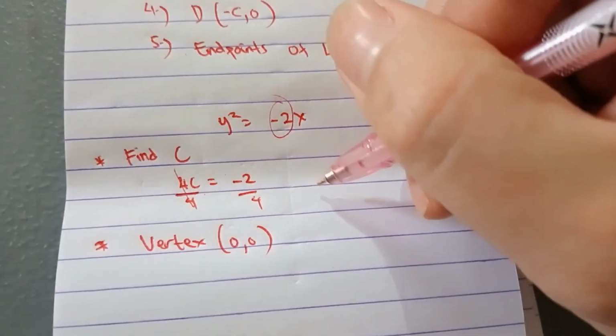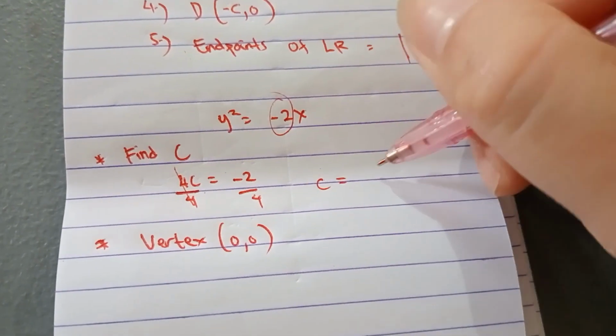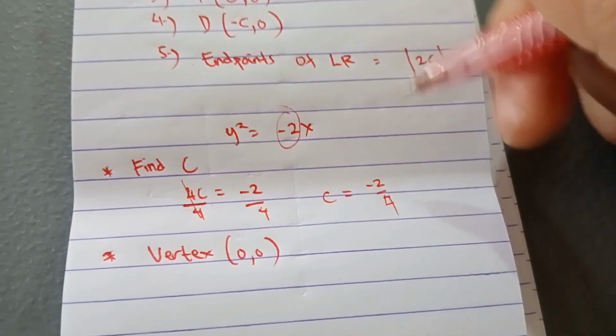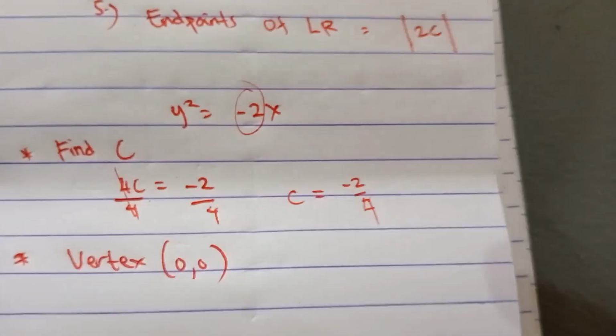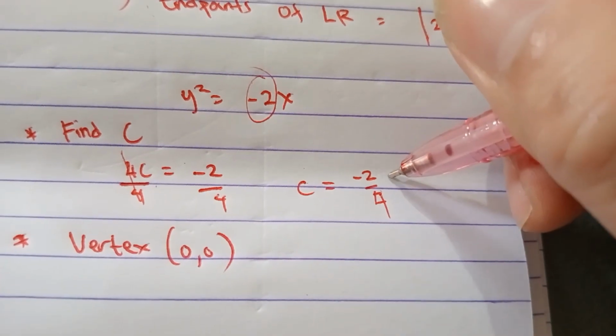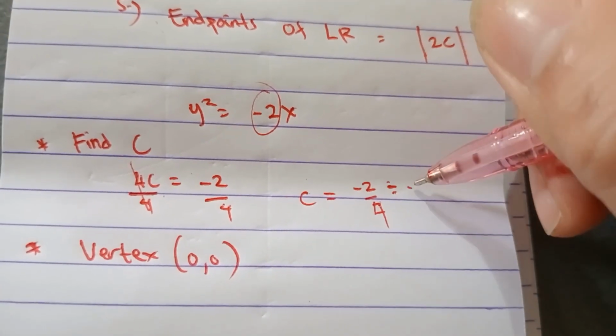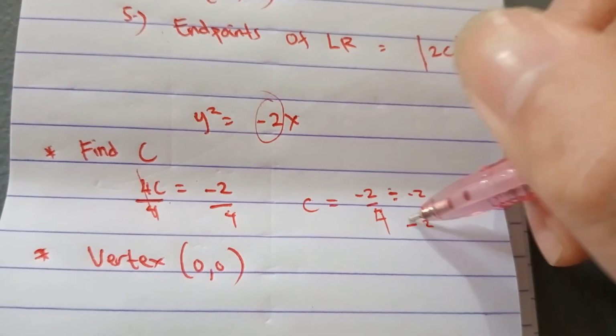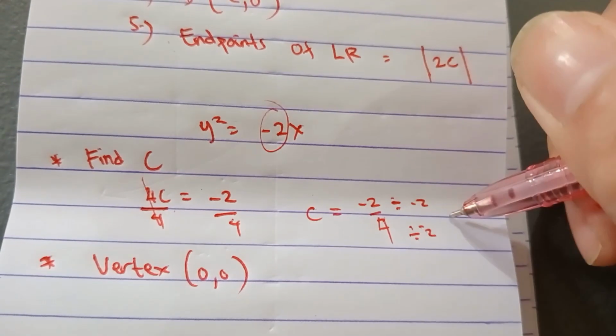Cancel 4 because they are the same number. We have negative 2 divided by 4. Then, we need to get the lowest term of this fraction. So, what is the smaller number? We have from the numerator negative 2. So, divide both sides by negative 2. Afterwards, simplify the given fraction.